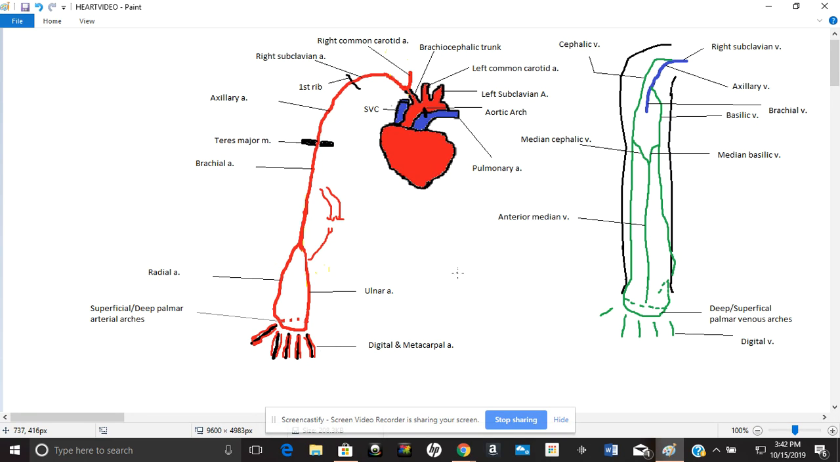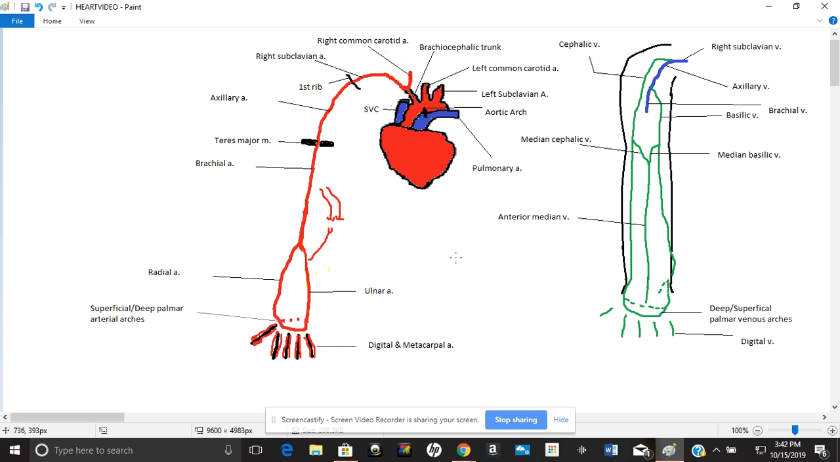Today we will be doing a quick video of the blood supply of the upper extremity. And here, I've just drawn in two quick diagrams. On the left here, we have the arterial system of the upper extremity, and over here on the right side, I've drawn in the arm and forearm and the veins that run through it.